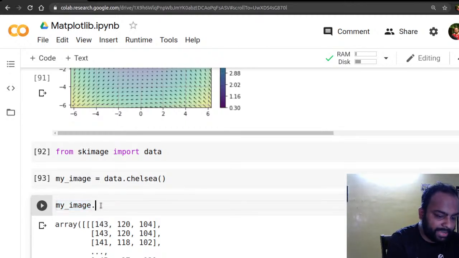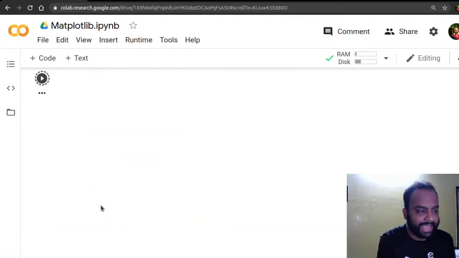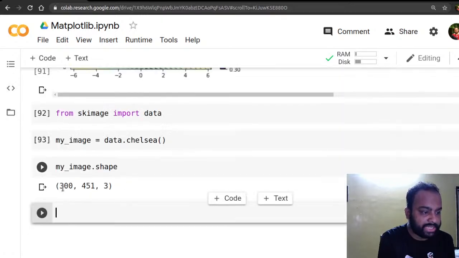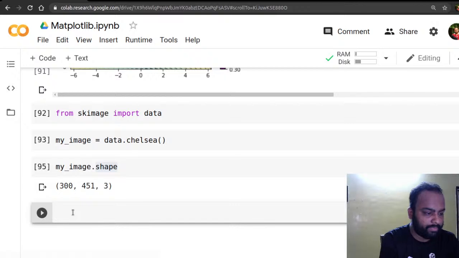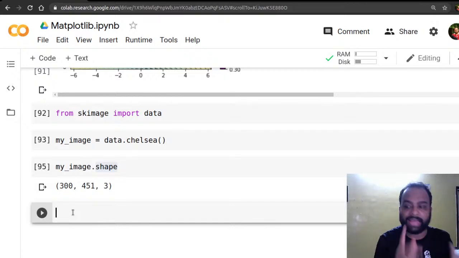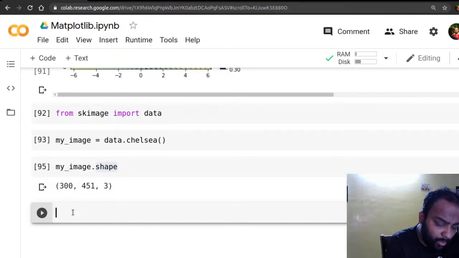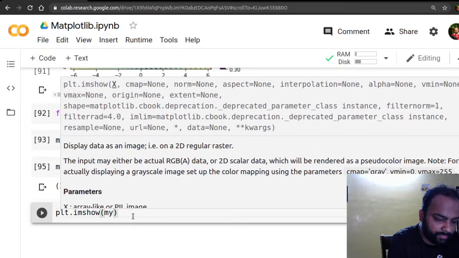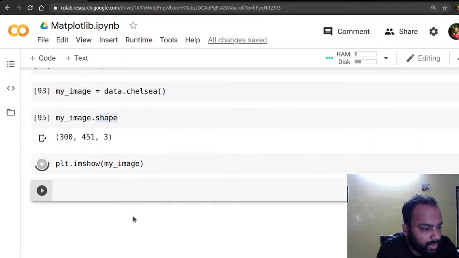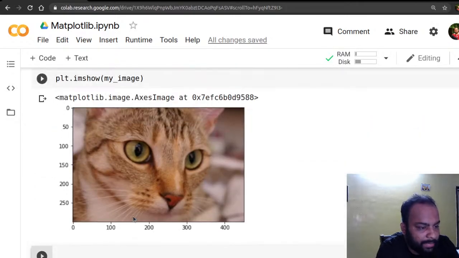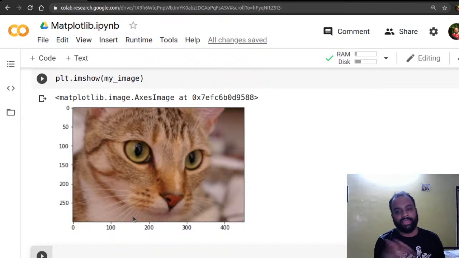I can say image.shape. Again, it's a NumPy array, so I get to see the shape. It's a 300 by 451 by 3 array. So it's like a two-dimensional array, but it has 3 of them, one after another. Instead of plotting them as an array, I can plot this as an image using plt.imshow, which stands for image show. And if I do this, now it's actually plotting an image.